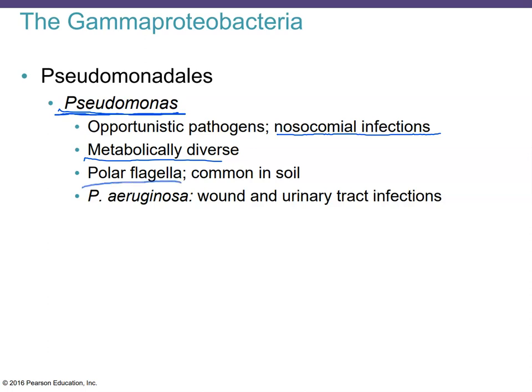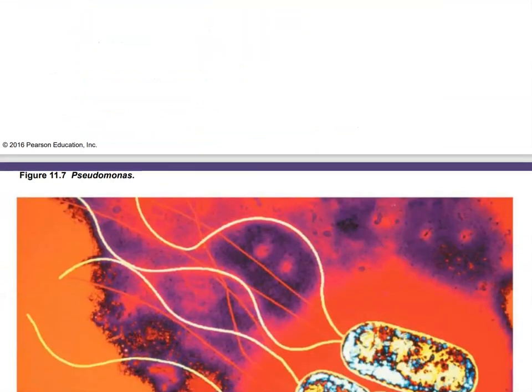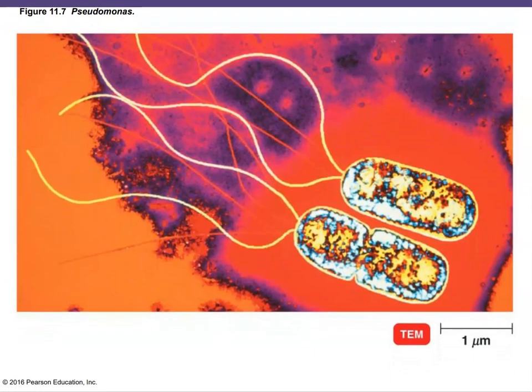Pseudomonas have polar flagella and are common in soil, and a very common one is Pseudomonas aeruginosa. This one is very common as a cause of wound or urinary tract infections. A lot of times, catheters can cause infections with Pseudomonas aeruginosa. That would then be a nosocomial infection. So they're pretty nice to look at, though. Yeah, the Pseudomonas, two guys. They definitely have motility. They have this long flagellum that helps them move, and you can see the pigmentation that they have.